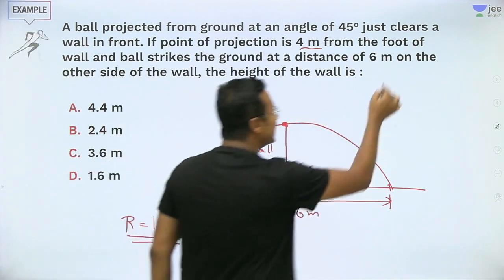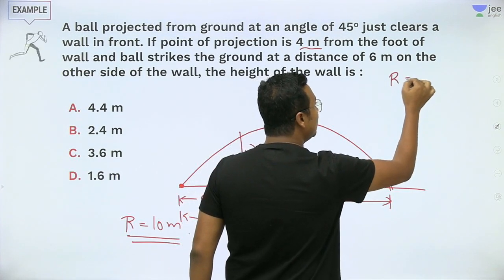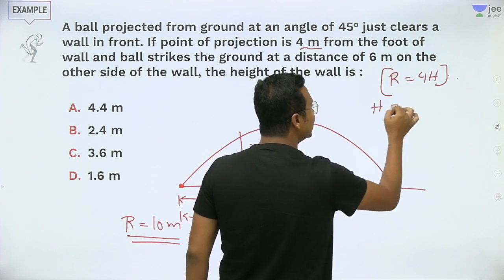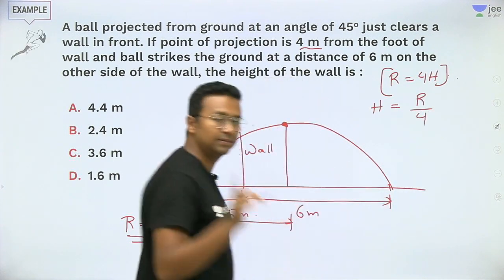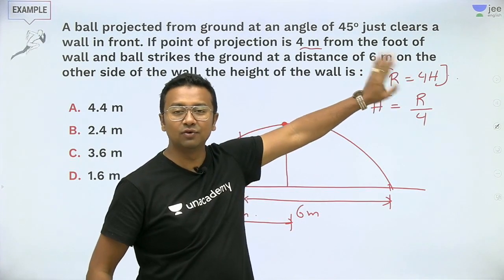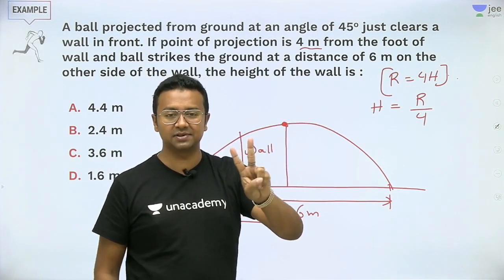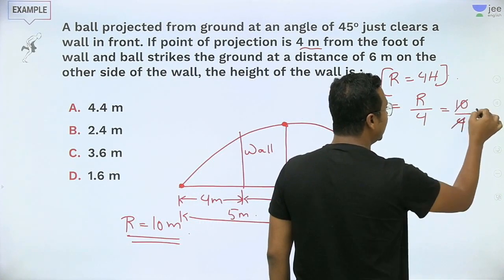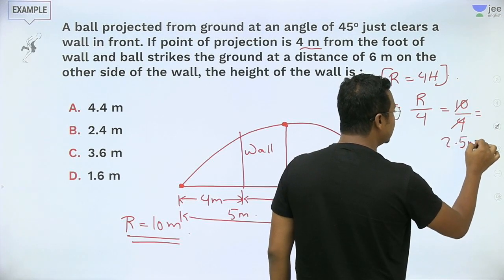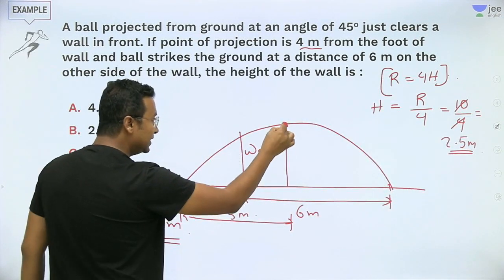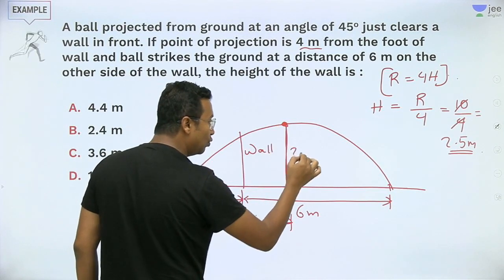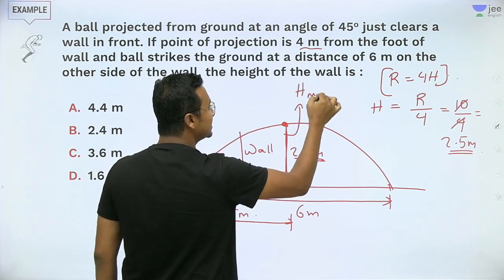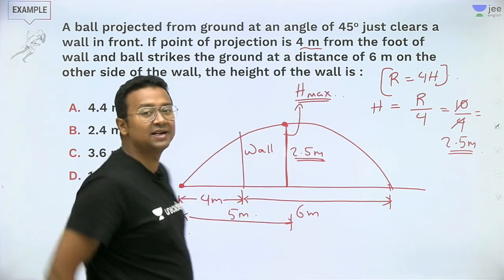Now we know this relation. This relation is very important. R is equal to 4h. This is for maximum range. So, h can be written as R divided by 4. Okay. You need to know this information. If you know this, only then you can solve it in like 2 steps. Now, here what is the range? 10. 10 divided by 4 will become equal to 2.5 meters. So, this height will be equal to 2.5 meters. And what is this? This is the h max. This is the maximum height, students.